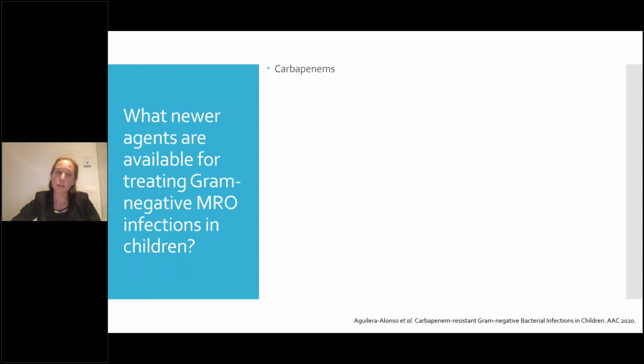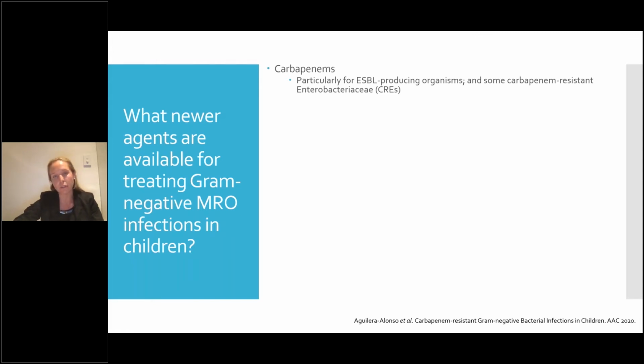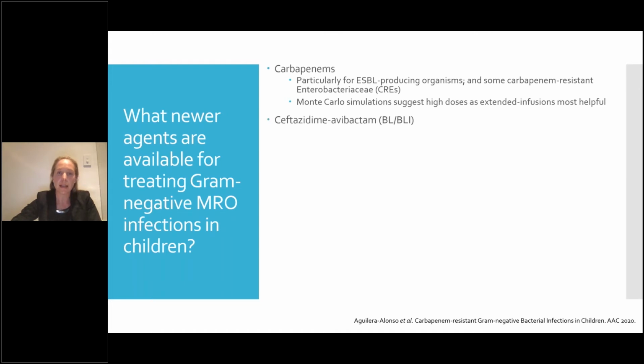And then we also have some newer agents for treating gram-negative multi-drug resistant infections in children. And these include carbapenems, which can be particularly useful for treating ESBL-producing invasive infections, and even some carbapenem-resistant Enterobacteriaceae infections. And that's because we know from Monte Carlo simulations that when these agents are used at a high dose and as extended infusions, they can often overcome some of that carbapenem resistance and still be a useful backbone agent.